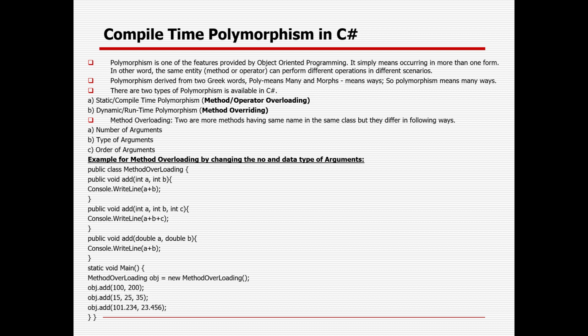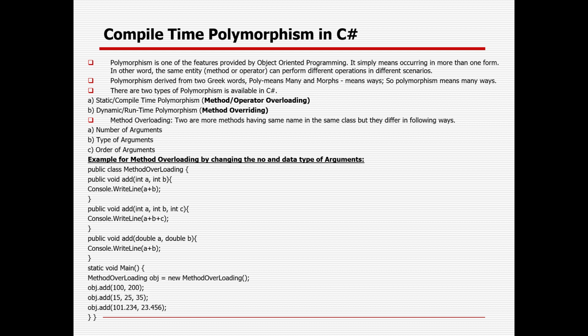Whenever you want to do method overloading, there are multiple methods having the same name in the same class, but they can differ in the following ways. First, you can change the number of arguments. Suppose the method name can be the same in the same class, but the arguments can be 3, 2, 1 like that. Or the type of argument, the data type, you can change it. Sometimes it can be float, double, decimal, or integer, short, byte, etc.